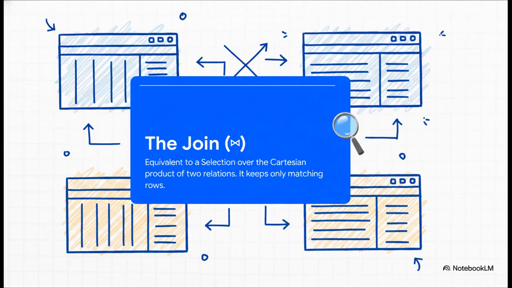And that brings us to the hero of our story, the join. The join is the elegant, smart solution. Here's what it does. It's basically a Cartesian product, but it's immediately followed by a selection. So it does that brute force combine everything step, but then it instantly filters that huge result down, keeping only the rows where there's a meaningful connection, where the data in a related column actually matches up.